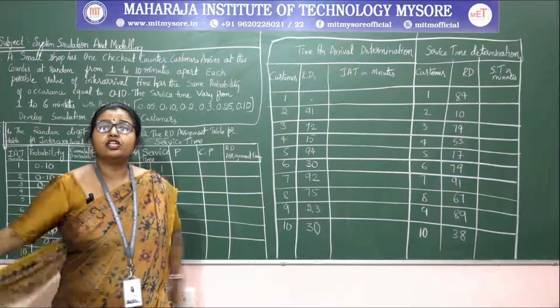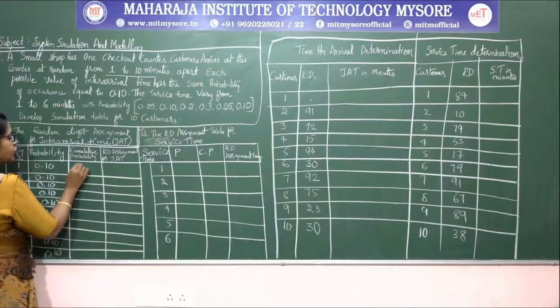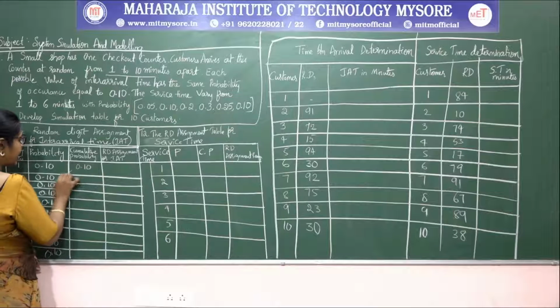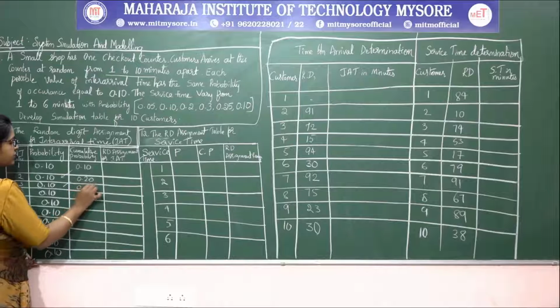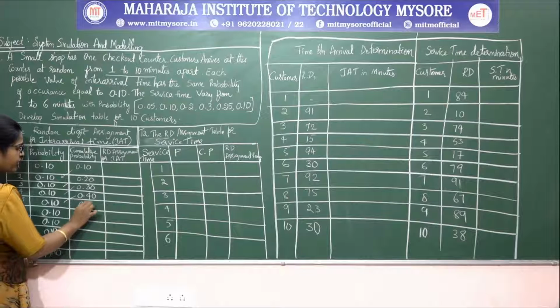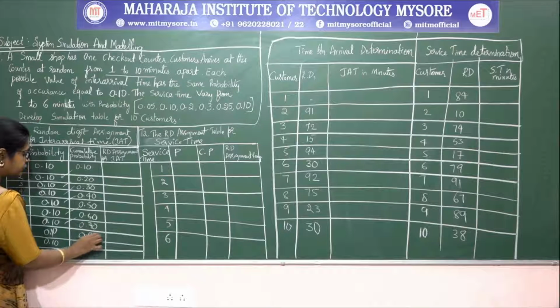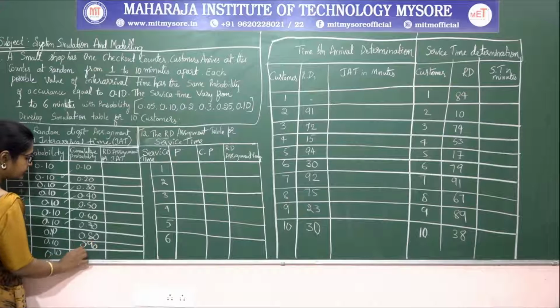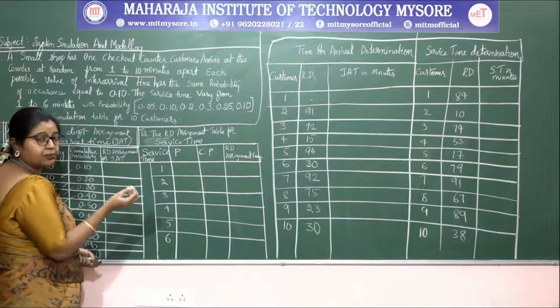Once you find out the probability, next is what? We need to find out the cumulative probability. So here the cumulative probability is 0.10. Next add this, so you will get 0.20. Next add this, 0.30. Next 0.40. Next add this, you will get 0.50. Next add to this, 0.60. 0.60 plus 0.10 is 0.70, 0.80, 0.90 and then 1.00, right?